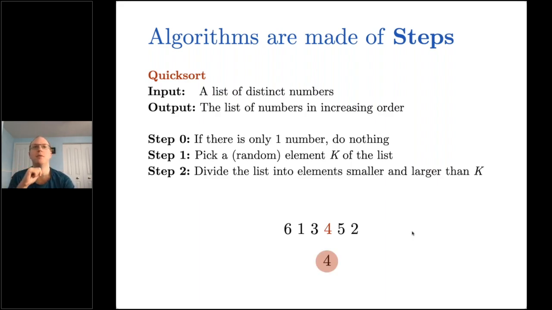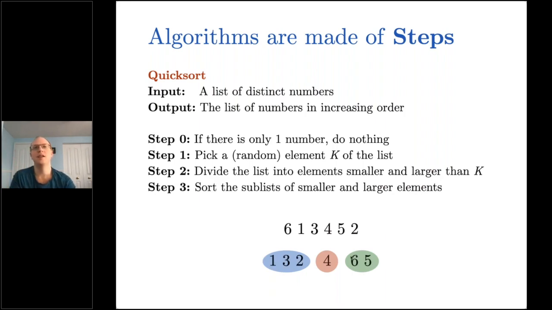So in this case, okay, I'll put my number 4 down here, and then I go one by one and I say, oh, 6 is larger than 4, so I'm going to put it to the right of 4. And then 1 is smaller than 4, so I'll put 1 to the left of 4. Then 3 is smaller than 4, so I'll put it to the left. 5 is larger, so I'll put it to the right, and 2 is smaller, so I'll put it to the left. So now 4 is in the right spot because everything smaller is to the left and everything bigger is to the right. But I've got these sublists of smaller and bigger things that need to be sorted. So I just repeat the same process on the left and the right.